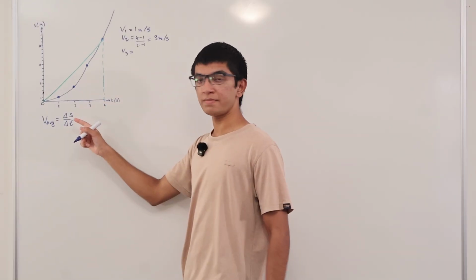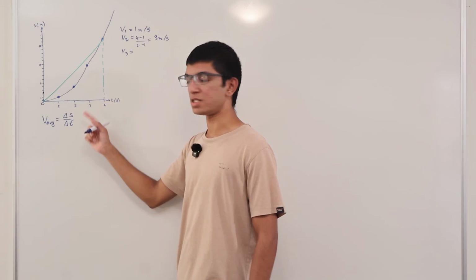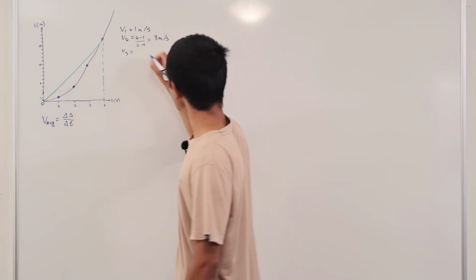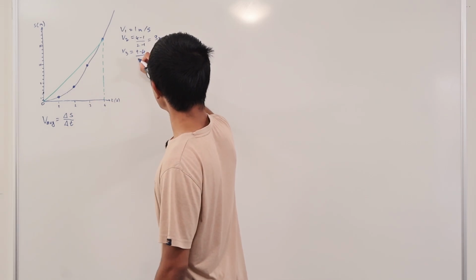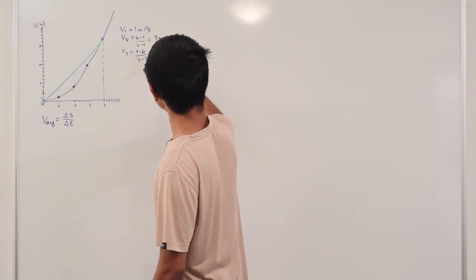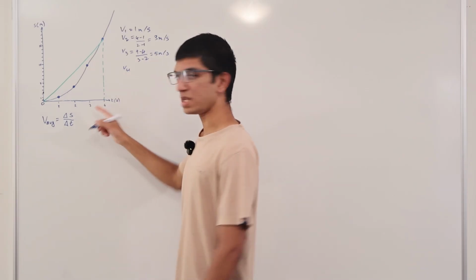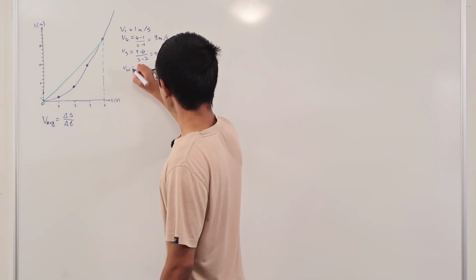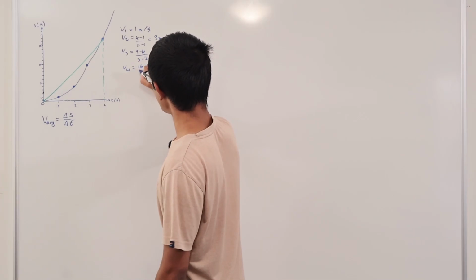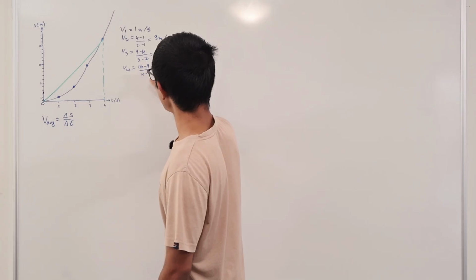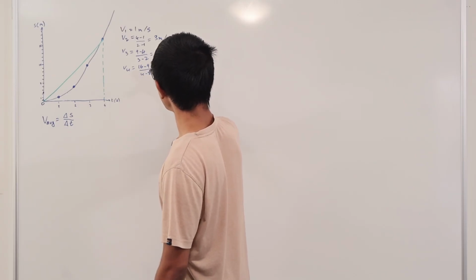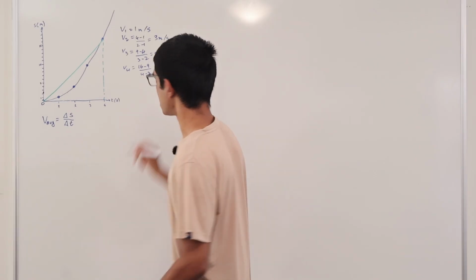Now, my average velocity between 2 and 3 seconds is 9 minus 4 over 3 minus 2, which is 5 meters per second. And finally, between 3 and 4 seconds, it is 16 minus 9 over 4 minus 3, which is 7 meters per second.